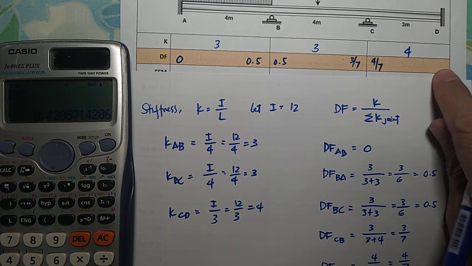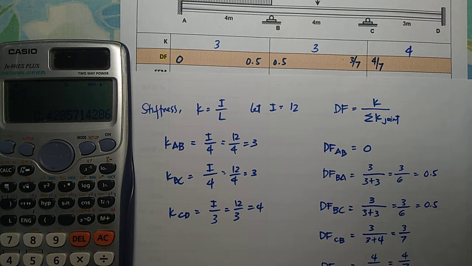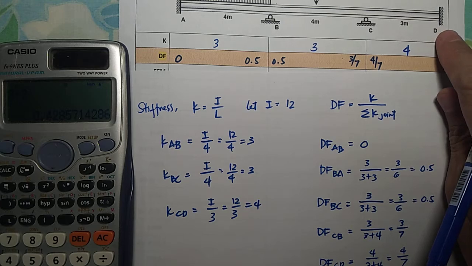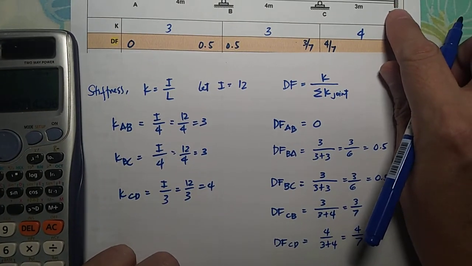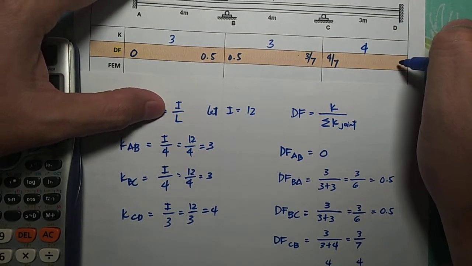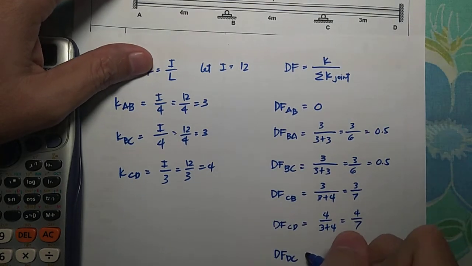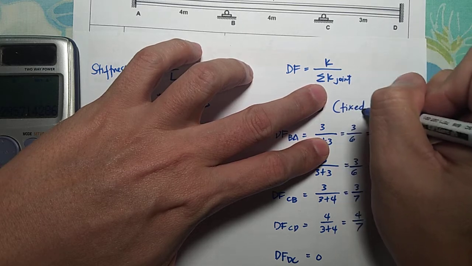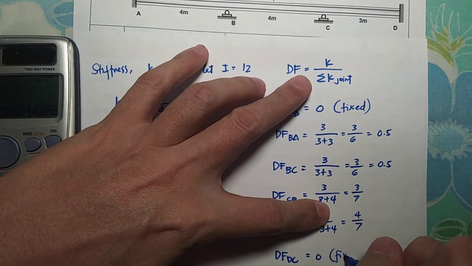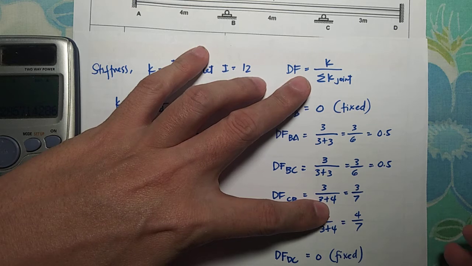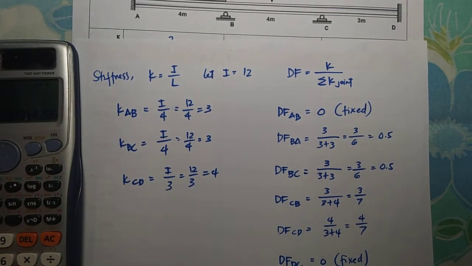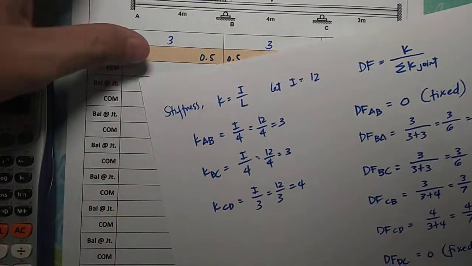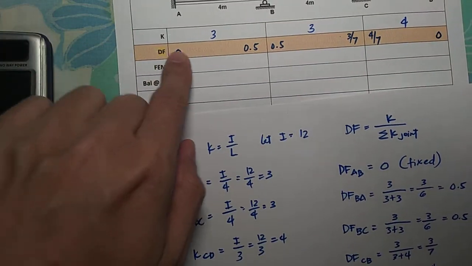And finally, what's the DF on DC? Again, point D is a fixed support, therefore the distribution factor there would be 0. Because this is a fixed support. When the end of the beam is a hinge or roller, the distribution factor there would be equal to 1. So these are now the distribution factors.